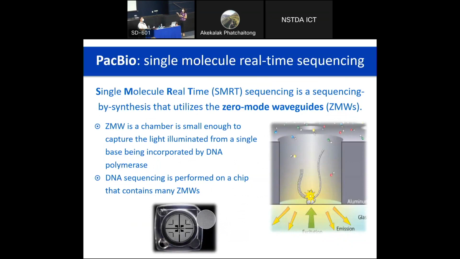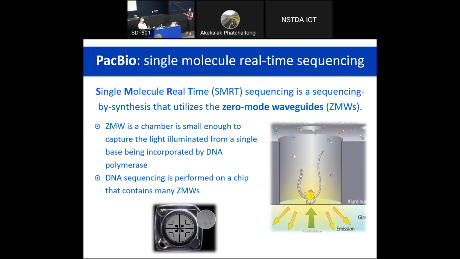So the cool thing about PacBio technology is that they figured out how to do the sequencing in a chip that has micro wells, these teeny tiny wells called zero mode waveguides. These tiny chambers are so small that they can capture the fluorescent light emitted from just one nucleotide being incorporated. And that's why you don't need to amplify the template. By not having to amplify the template, you reduce the chances of introducing errors from amplification.